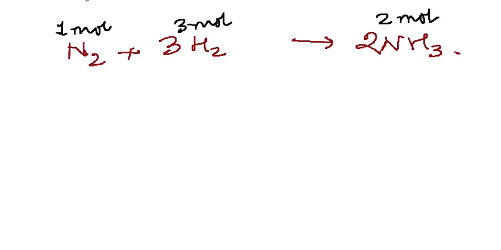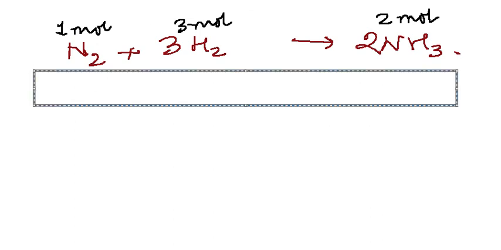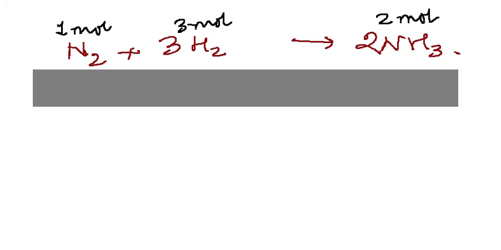Okay. Now as per the given question, it will possibly be given like this. Let's say we are given 14 gram of nitrogen molecule that reacts with 6.02 into 10 to the power of, let's say, 24 molecules.